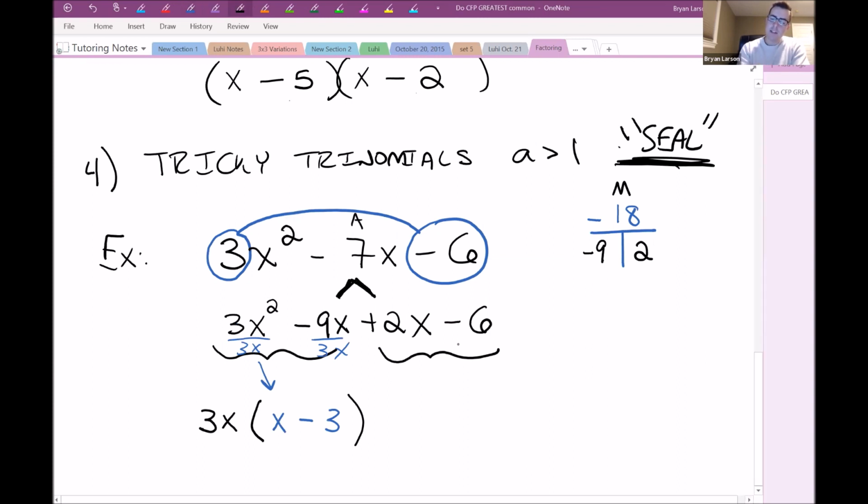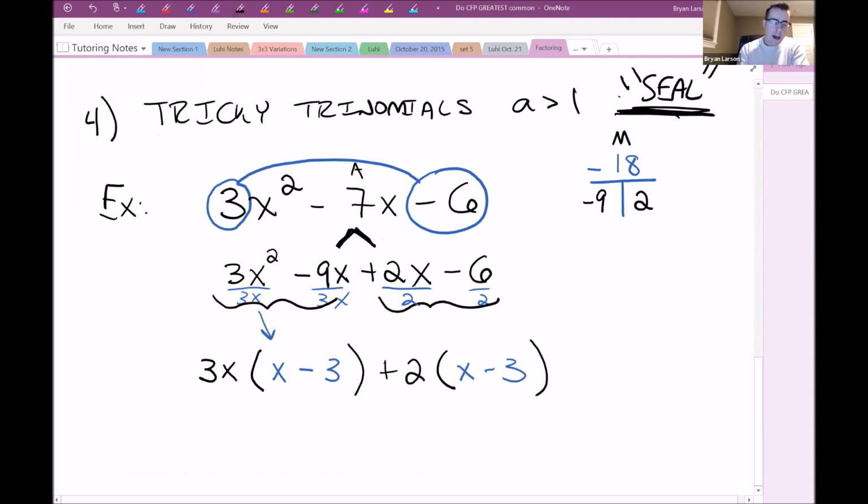All right. And then we factor out the GCF from this. So I'm going to take out a positive 2. And then what's left over here, divide each of those by 2. 2x divided by 2 is just x. 6 divided by 2 would just be 3. So then I'm left with this right here.